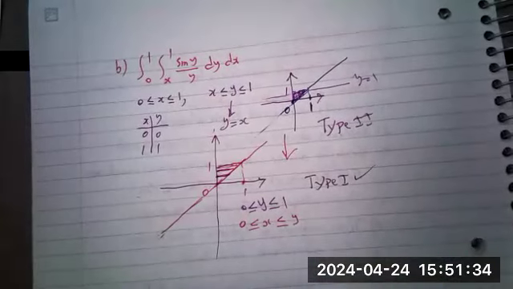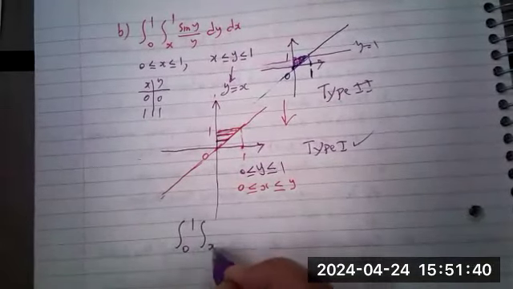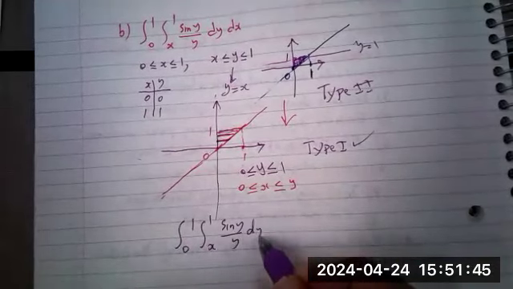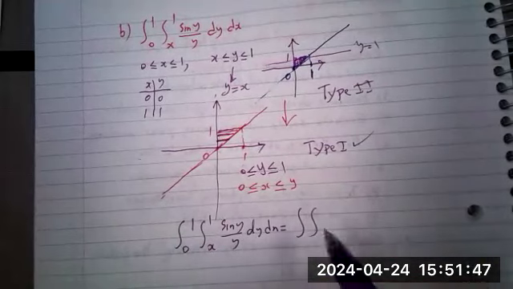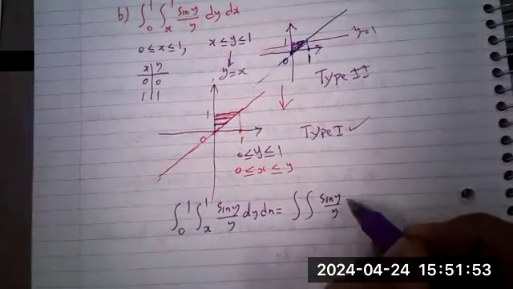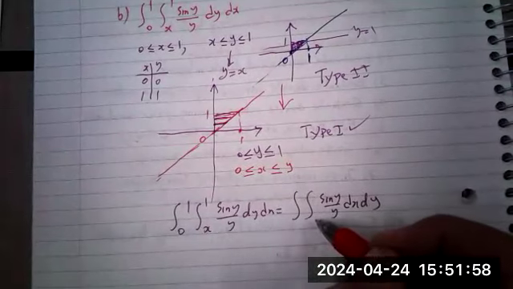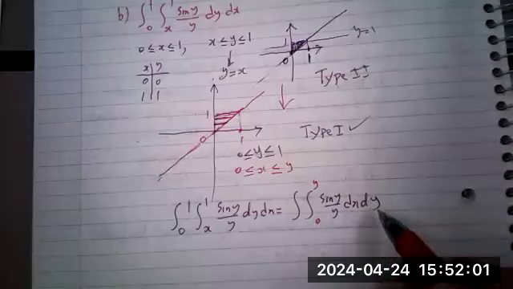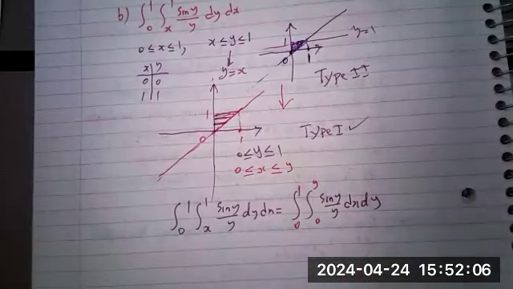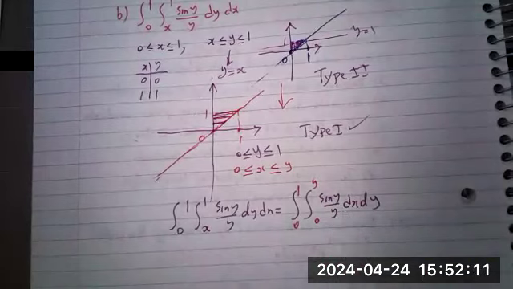Any question? So go back and reverse the integral. The integral was 0 to 1, x to 1, sine of y over y dy dx. You reverse it, so that gives you sine y over y dx dy, now with x going from 0 to y, and y going from 0 to 1.